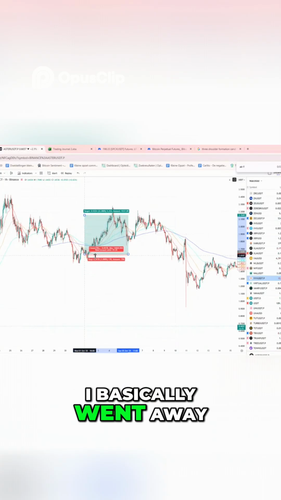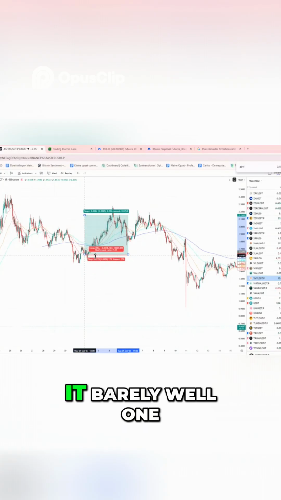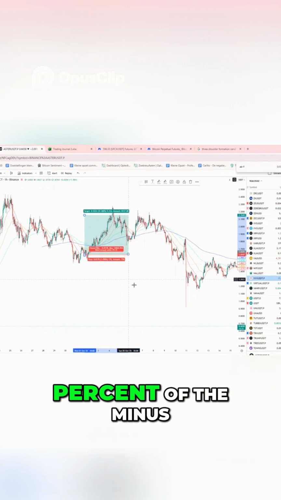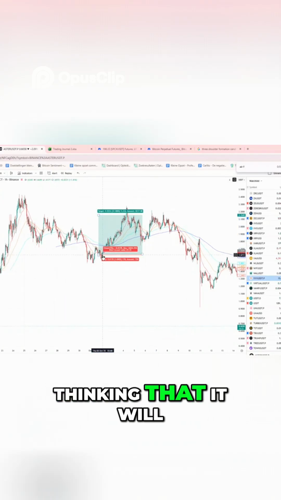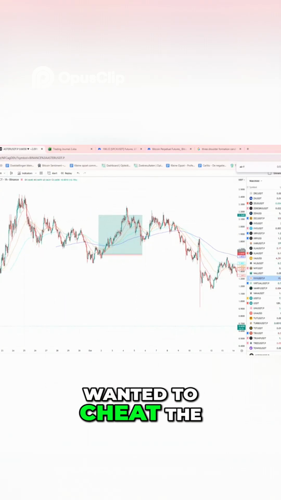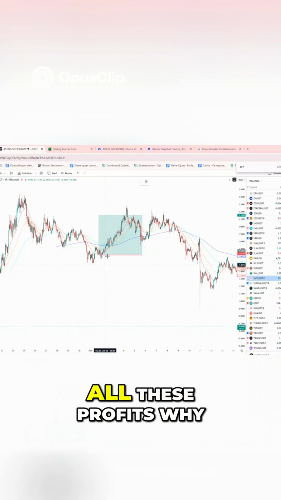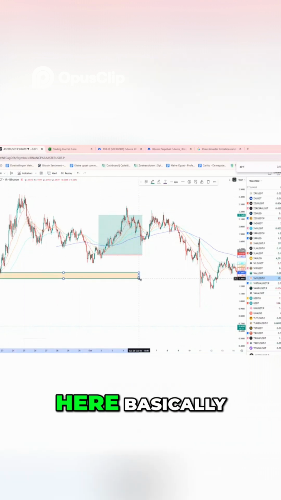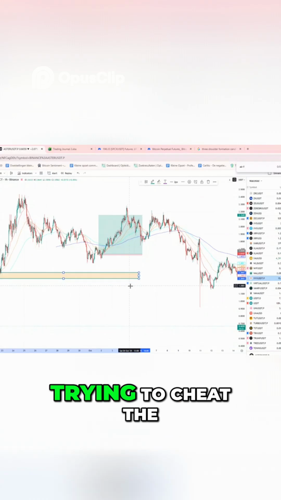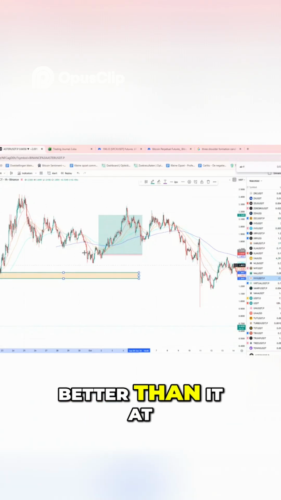I basically went away with barely, well, 1% in the minus, thinking that it will go here because I wanted to cheat the market. I wanted to say, wait a minute, why stay, why lose all these profits while I could just re-enter here? Basically, trying to cheat the market, thinking I'm better than it.